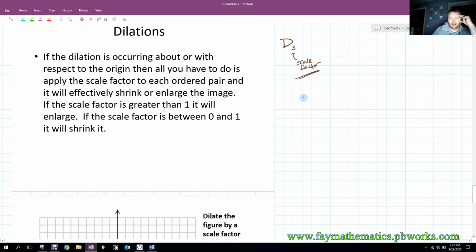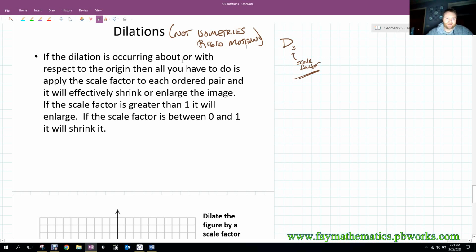Dilations are not isometries or rigid motions. Remember, within isometries or rigid motions, distance was preserved, distance was saved, it did not change. With a dilation, the main goal is to change distances.